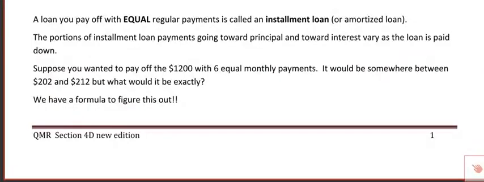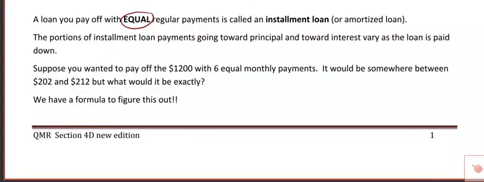Now, the type of loan that you pay off with equal regular payments is called an installment loan or an amortized loan. Those equal payments, you may think of that as maybe a car loan or a mortgage, maybe not necessarily a credit card payment, because that gives you a minimum amount due, but you should always pay more than that. But the type of loan where it says you owe $188 a month for 36 months, that's an installment loan.